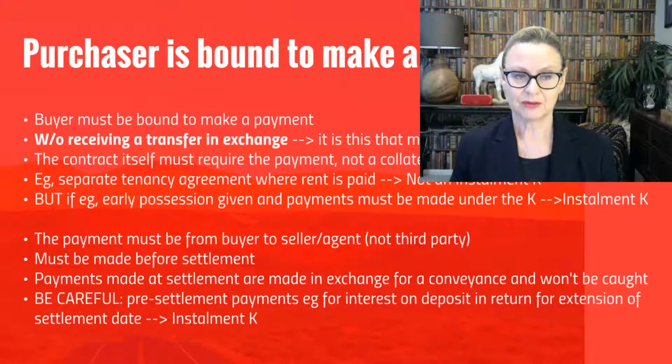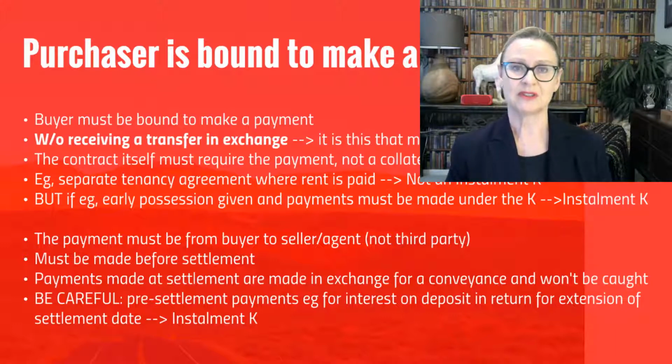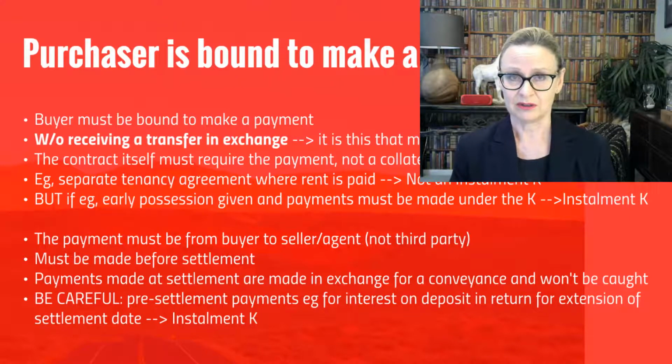So what are the nature of the payments that might qualify as payments under an instalment contract? Well, they have to be payments from the buyer to the seller. So if you're looking at contractual obligations to pay to a third party, then they're not the kind of payments that will be in danger of causing a contract to be interpreted as an instalment contract. Obviously, they have to be made before settlement, because the nature of this thing is that you pay over your money without getting the conveyance.